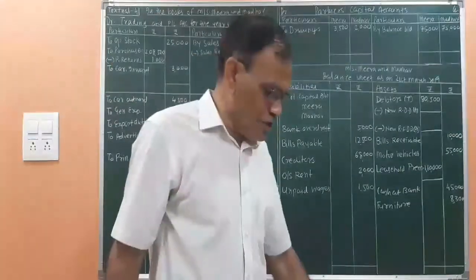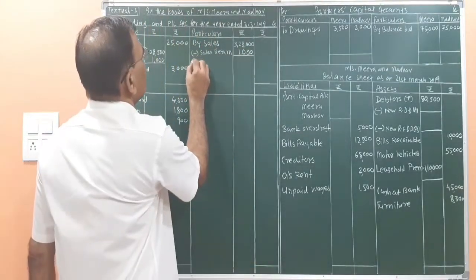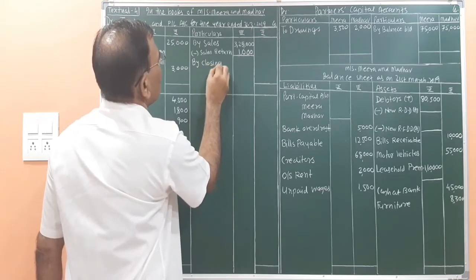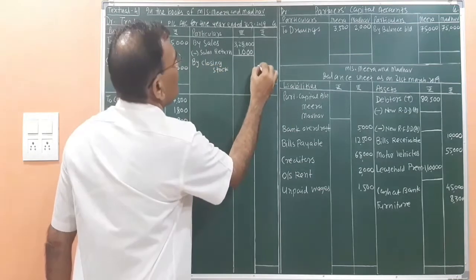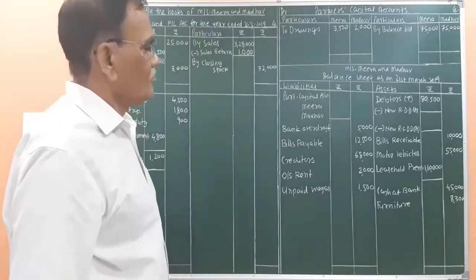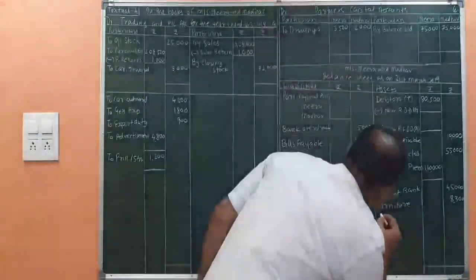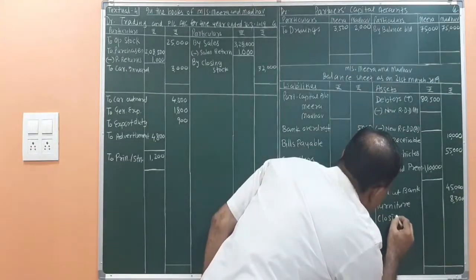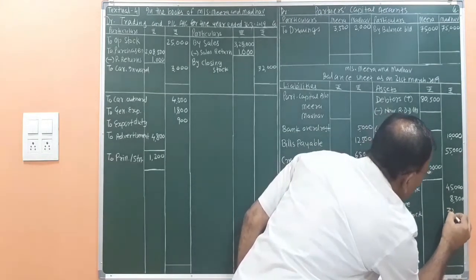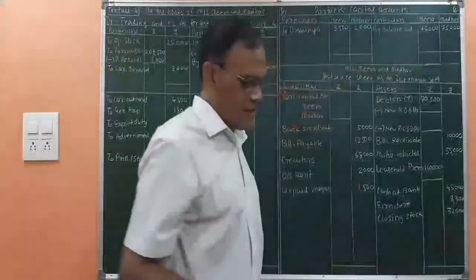We are given closing stock 32,000. So by closing stock 32,000, that is one effect. And in the balance sheet, closing stock 32,000. That is the second effect.